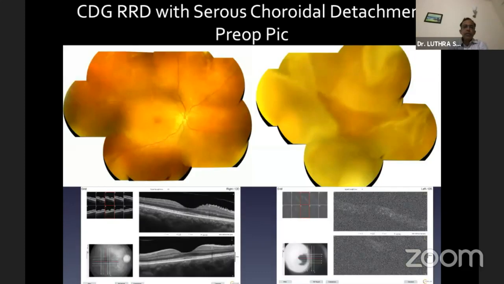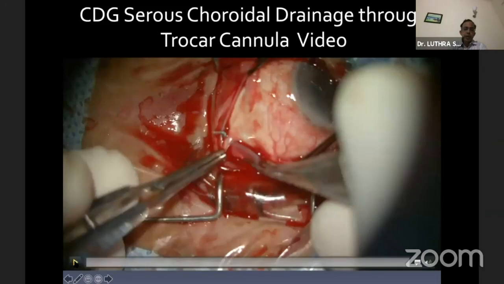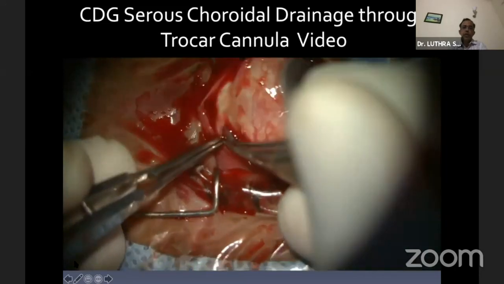So this is a case of a rhegmatogenous retinal detachment with serous choroidal detachment, and this is the pre-op picture. In the left eye, you can see bullous total retinal detachment with choroidal detachment in this patient. And I'm just going to show you this video, how I drained the serous choroidal detachment.